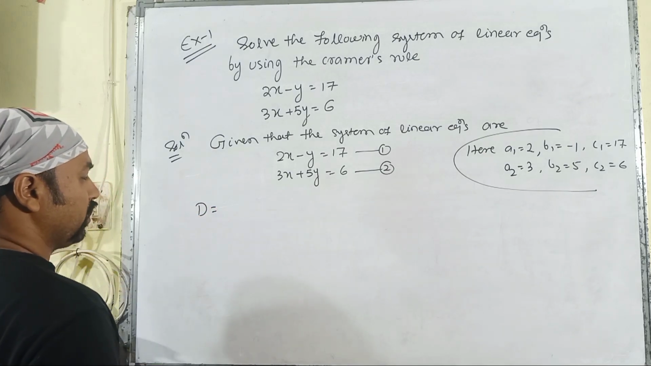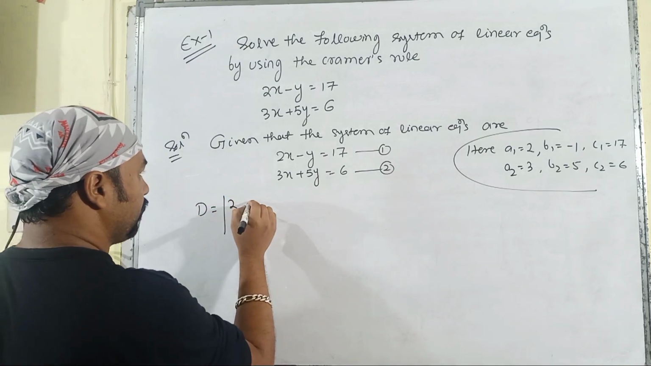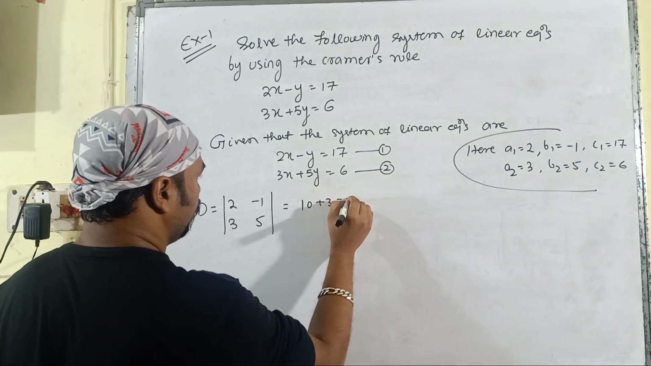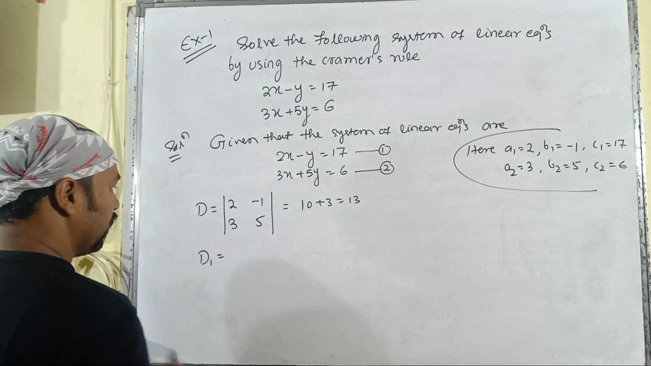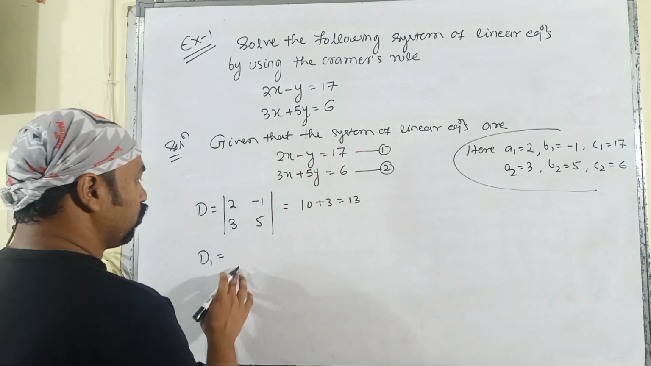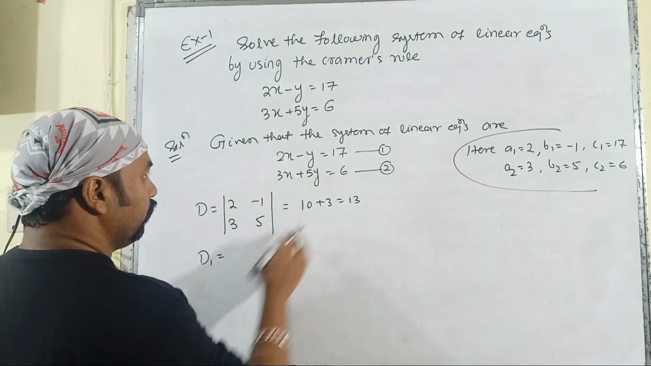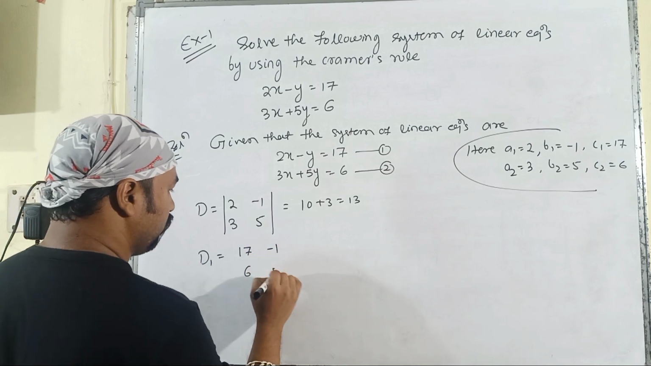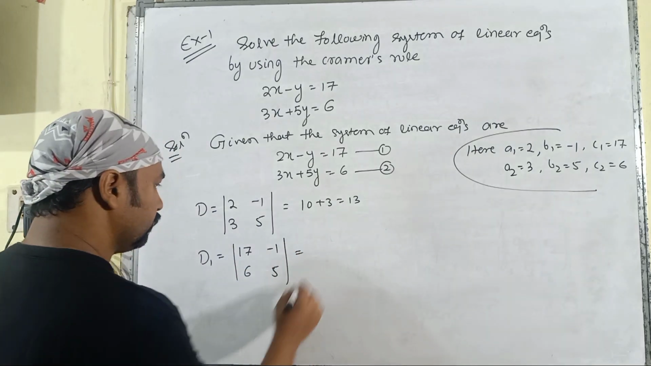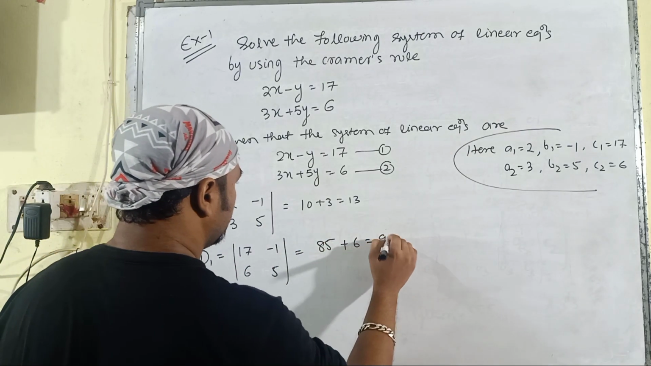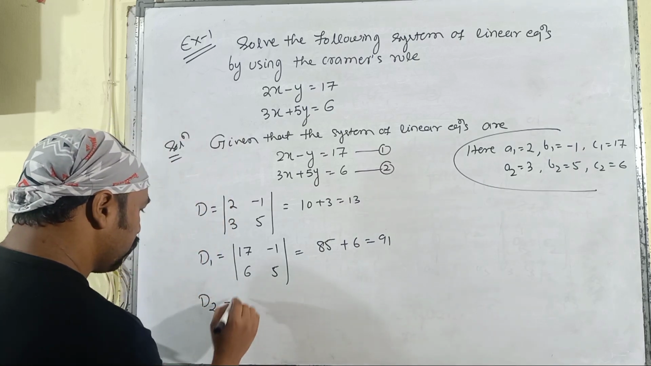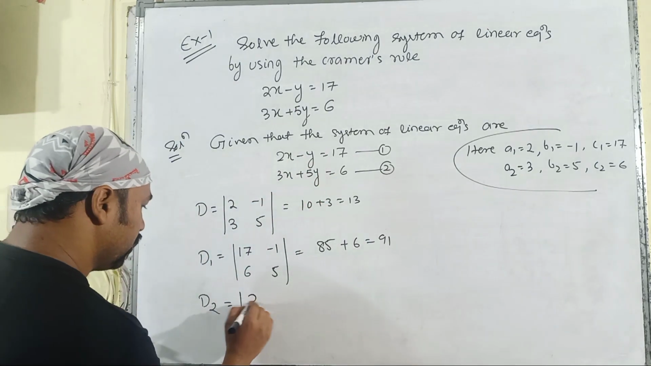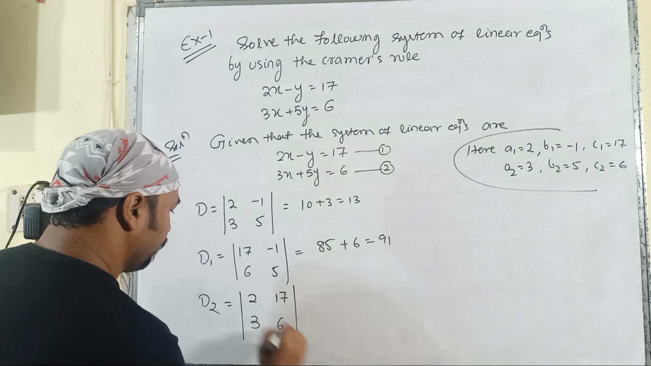Now we have to evaluate the value D. D will be equal to the determinant of 2, 3, minus 1, 5 in the column manner. Then it will be 10 plus 3, which is equal to 13. Now we have to evaluate D1. First of all, we replace the coefficients of the x variable with the constants. So it will be 17, 6 and then minus 1, 5. 85 plus 6, it is 91. Then D2 is equal to, we replace the coefficients of the y variable with the constants. So it is 2, 3, 17, 6.